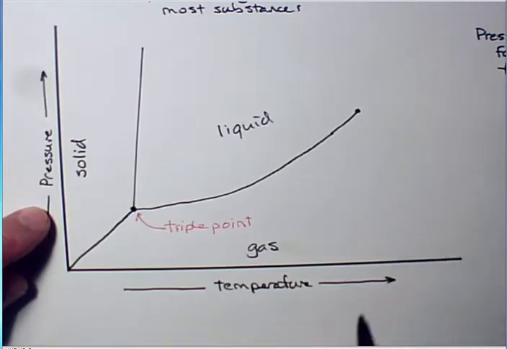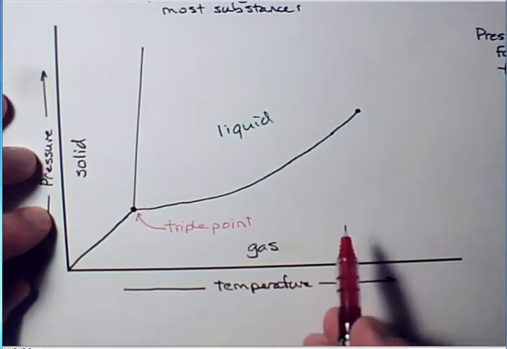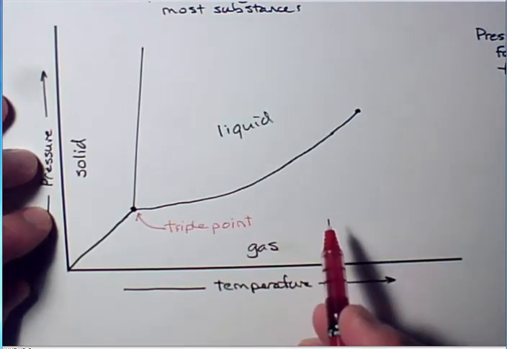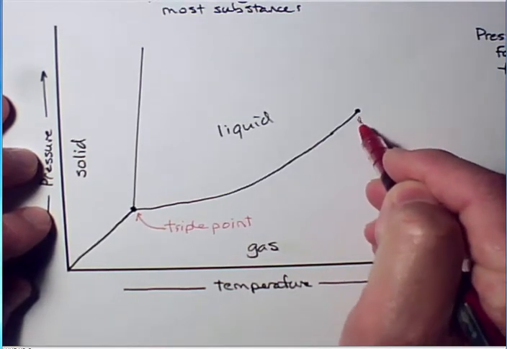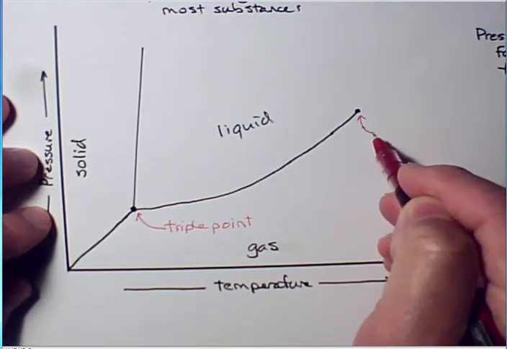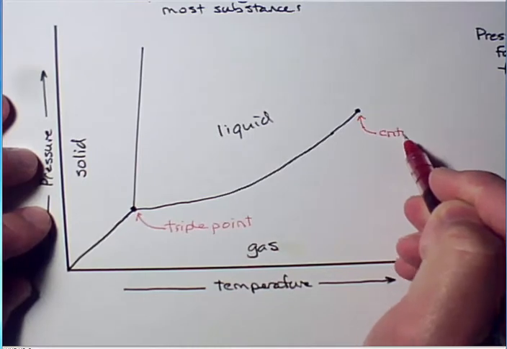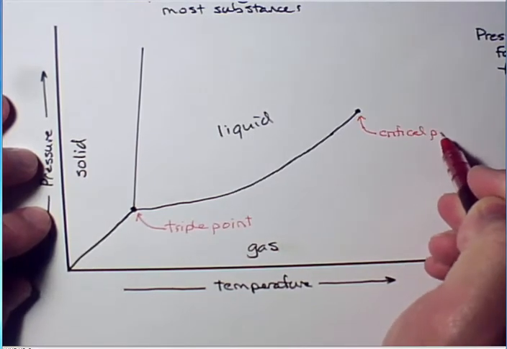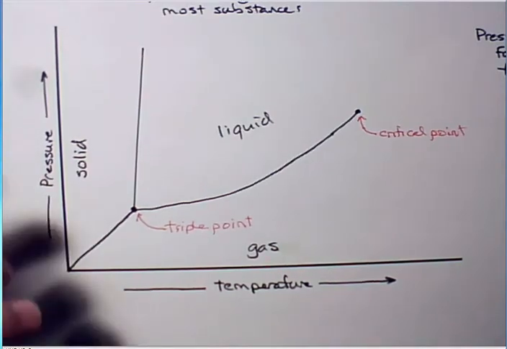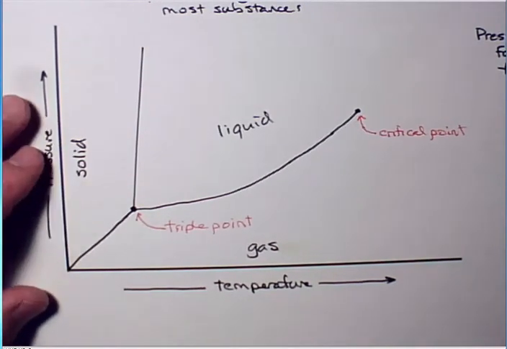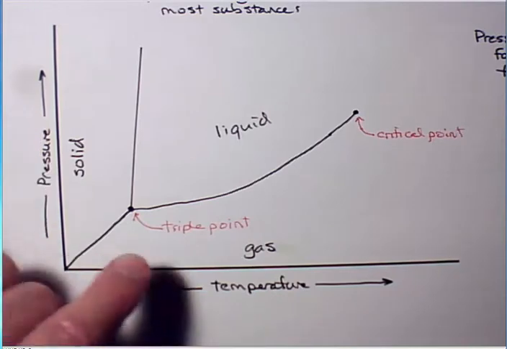Gases and liquids are both fluids. Okay? So this point beyond which any higher temperature, you can't possibly have it be a liquid, is called the critical point. Let me move it over here to one side a little bit. Critical point. So let's define critical point then.